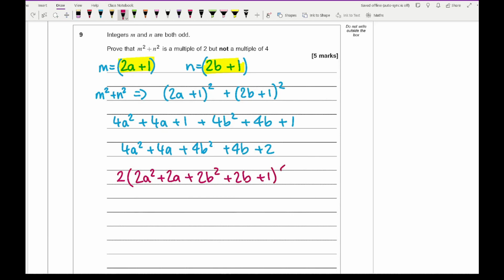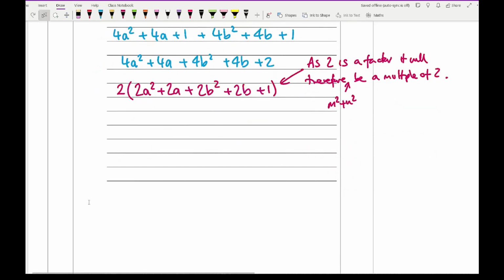So therefore, as 2 is a factor, m squared plus n squared will be a multiple of 2. Now, in order for it to be a multiple of 4, and it's worth stating this, let me just find a pen that's actually going to come out. So let's go for this one here.